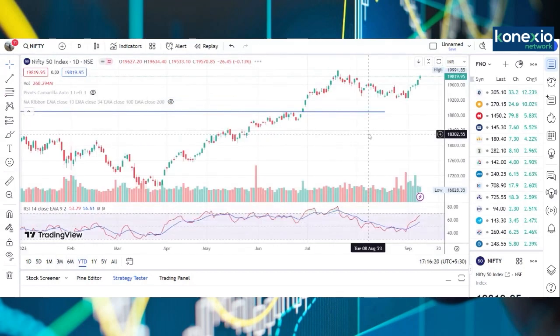So friends, now let us discuss the important support and resistance levels in Nifty for the next week. Now, the first support in Nifty for the next week is placed at 19,727. The second support is at 19,636. And the third support is placed at 19,491.